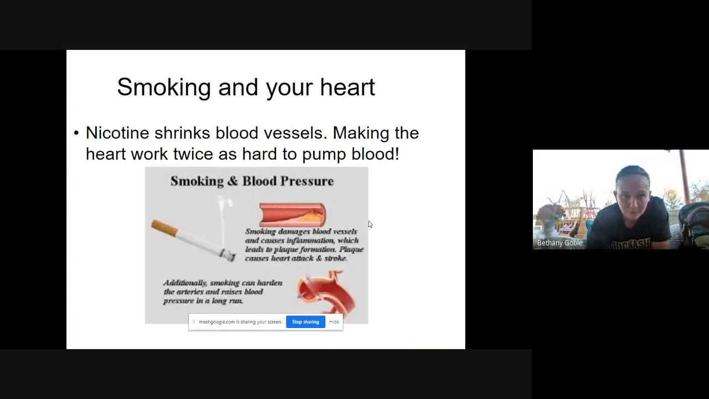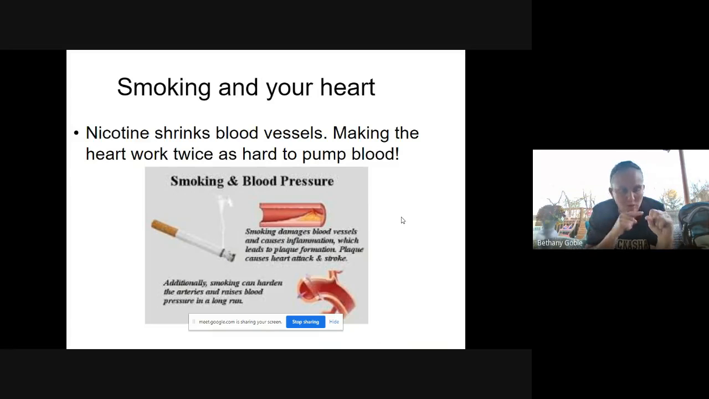All right. Smoking. We'll have a huge section on this when we come back from Thanksgiving break. But smoking, what smoking does to your blood vessels. Nicotine's inside tobacco, whether it's cigarettes or dip. You have nicotine. Nicotine's the addictive substance. Well, what nicotine does is it shrinks your blood vessels. So very similar to arteriosclerosis. Yeah, you're not eating fatty food, but you're smoking, and it makes your blood vessels really small.